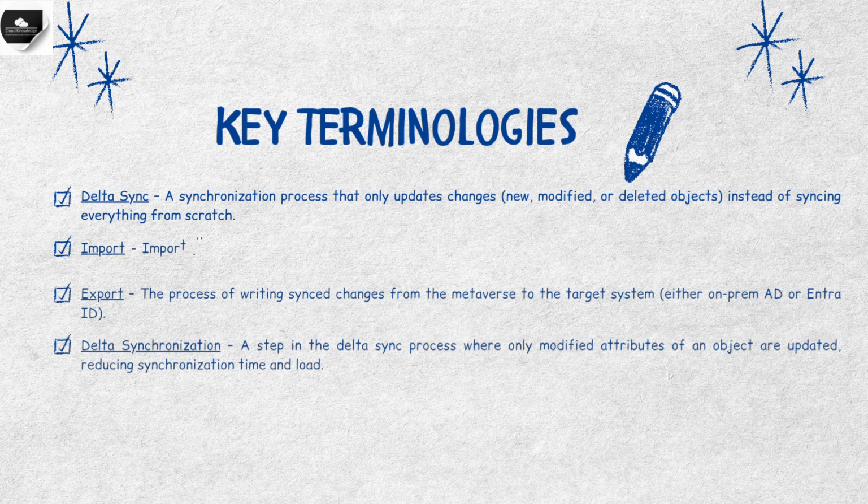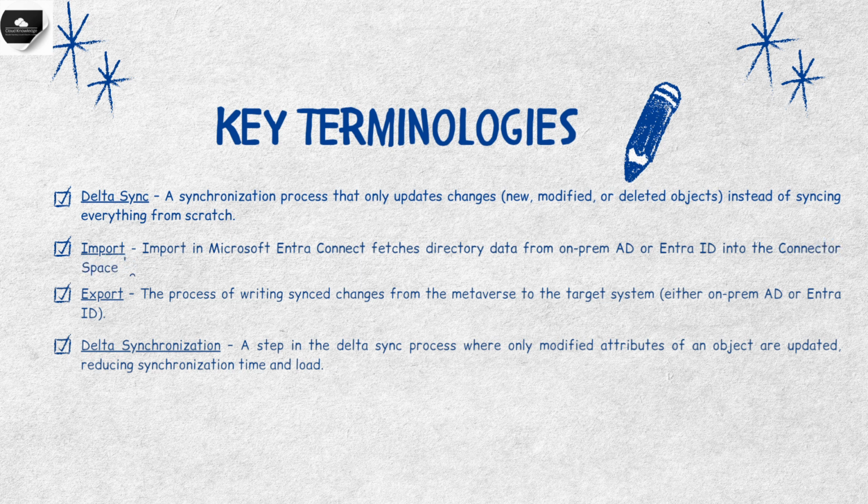After that we have delta sync. What is delta sync? Delta sync means the recent changes that you have made will only sync towards the cloud. Like you have updated the name of the manager of the user, or you have updated the employee ID of the user, and you just run a delta sync for that particular user. The sync will run, okay?